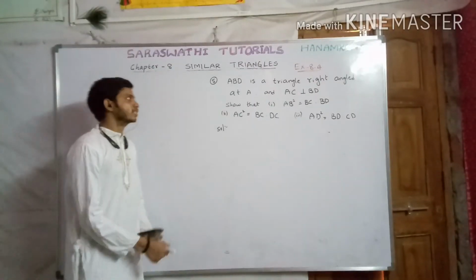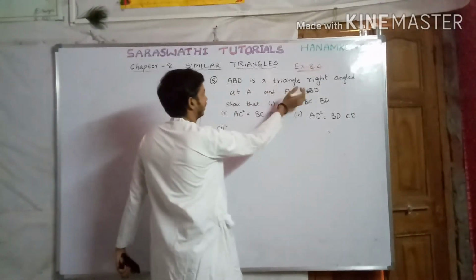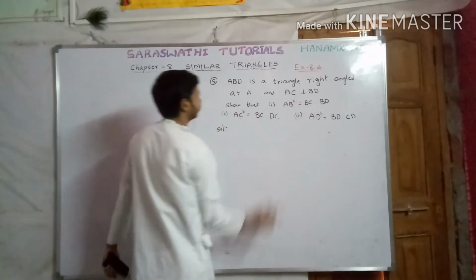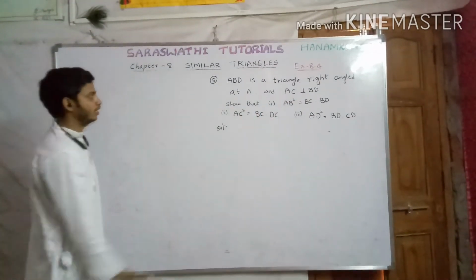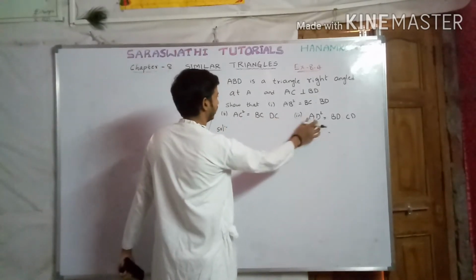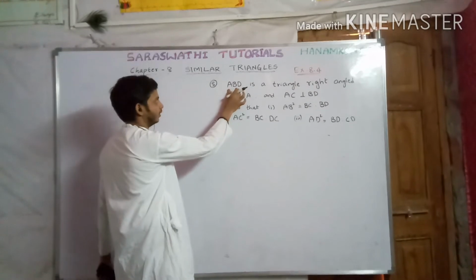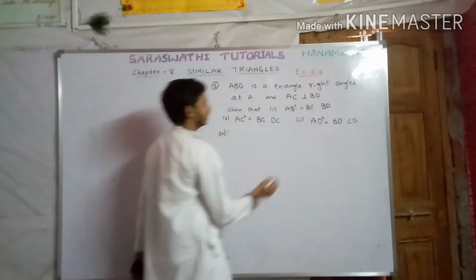Okay, the next question is: ABD is a triangle, right angle at A, and AC is perpendicular to BD. Then show that AB square equal to BC into BD, AC square equal to BC into DC, and AD square equal to BD into CD. We have to show this. Given that ABD is a triangle, right angle at A.